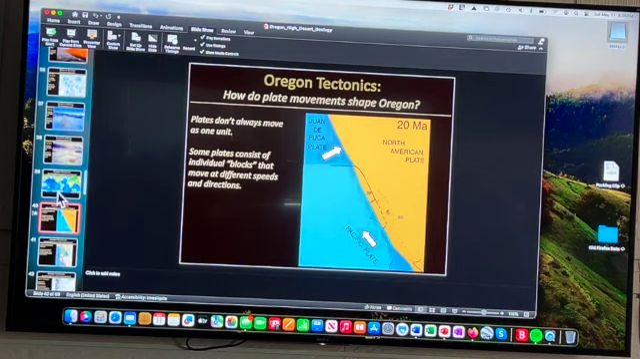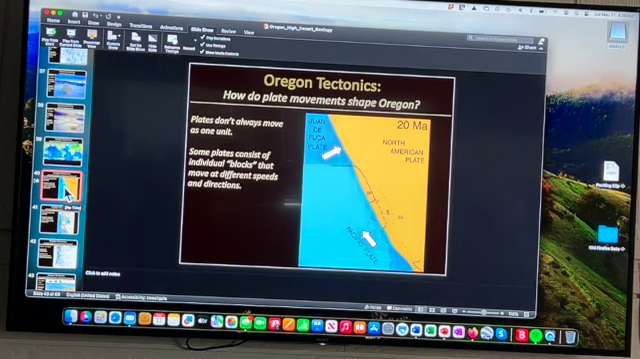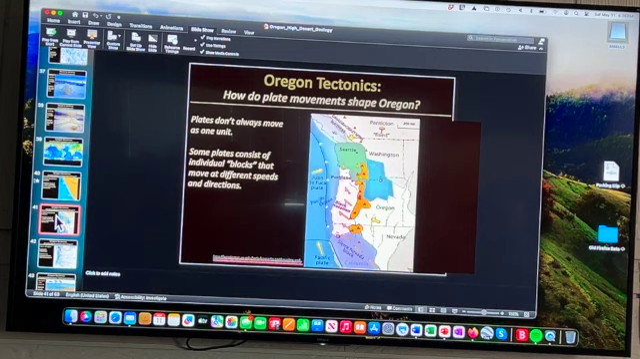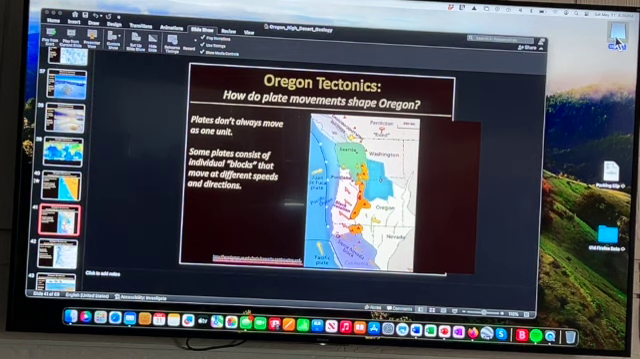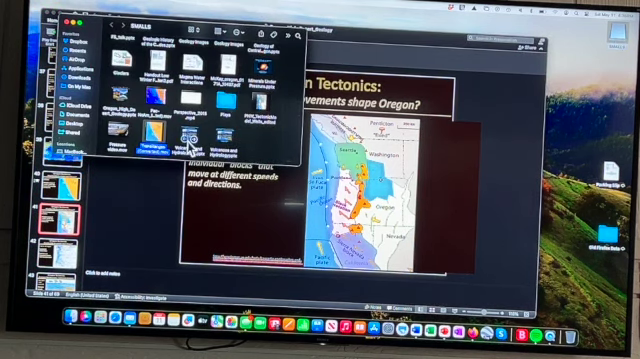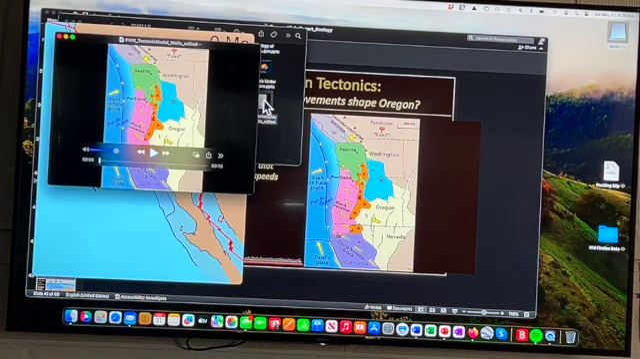So that means I'm gonna keep it out of full mode for a minute because we're gonna watch another animation. Because plates don't always move as one unit, some plates consist of these individual blocks that move at different speeds. That's going to impact Oregon. We saw what happens in California, but it's also going to impact geology in Oregon. And so this next animation shows that. We'll go through this one just a few times, like we did the last one. All right.